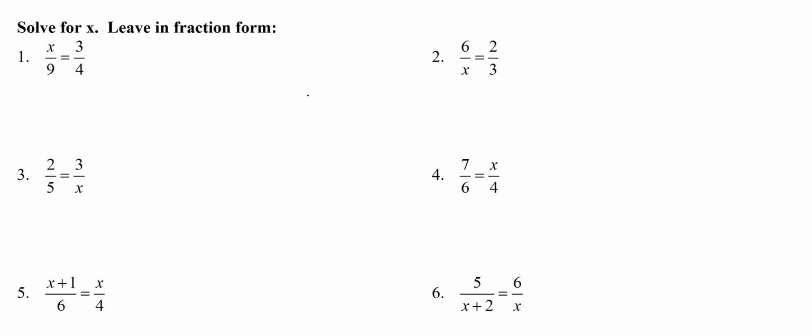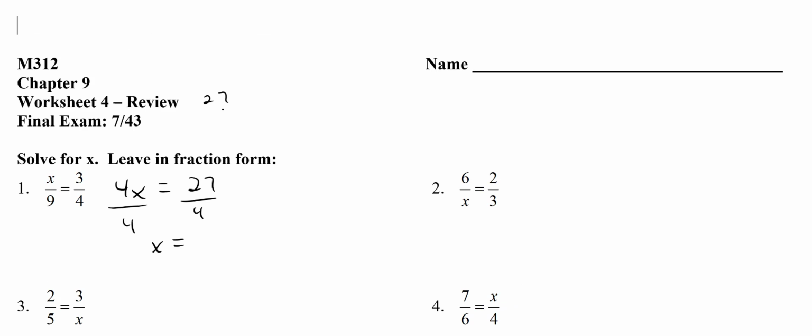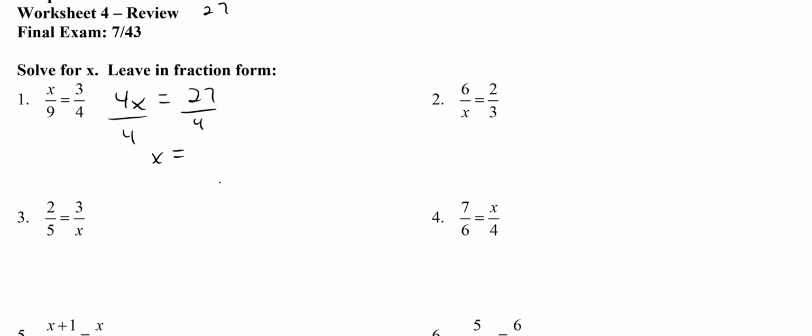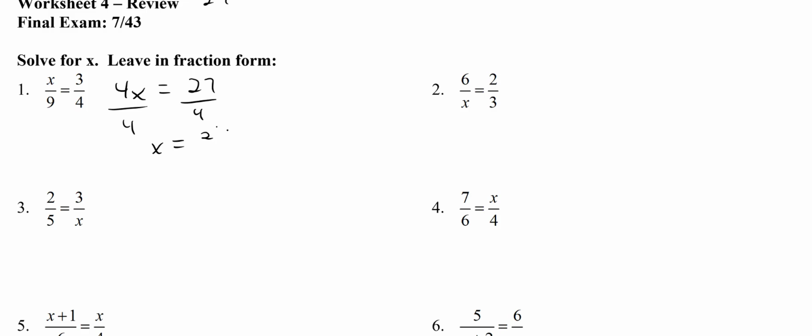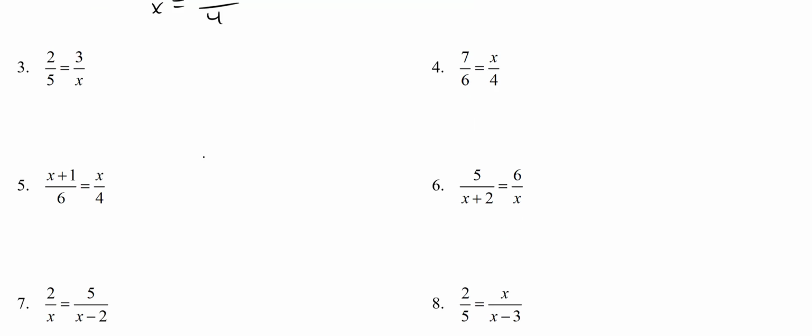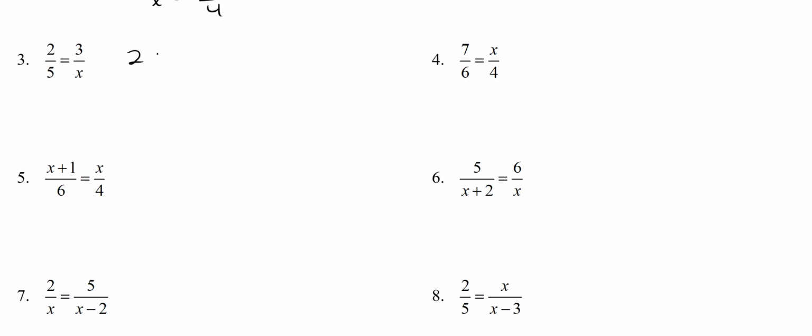Leave all these in fraction form. This is just cross multiplying. So it's x times 4, 4x equals 27. Use your calculator, it's fine. Divide by 4, and you can leave it like that. x equals 27 fourths. Moving down, number 3: 2 times x is 2x, 5 times 3 is 15. Divide both sides by 2. x is 15 halves. These are pretty easy.